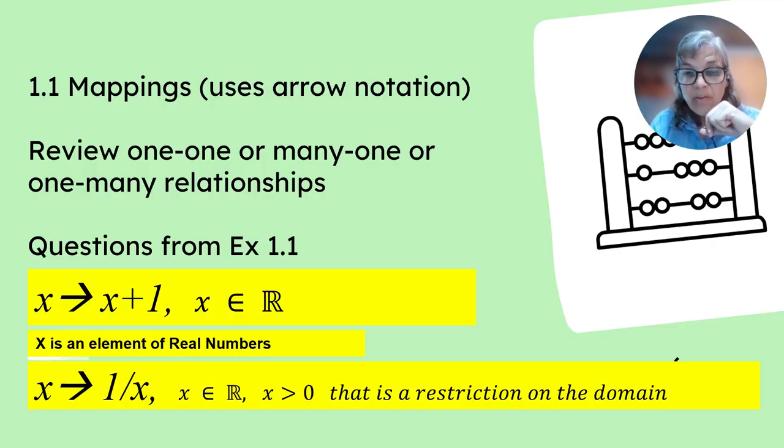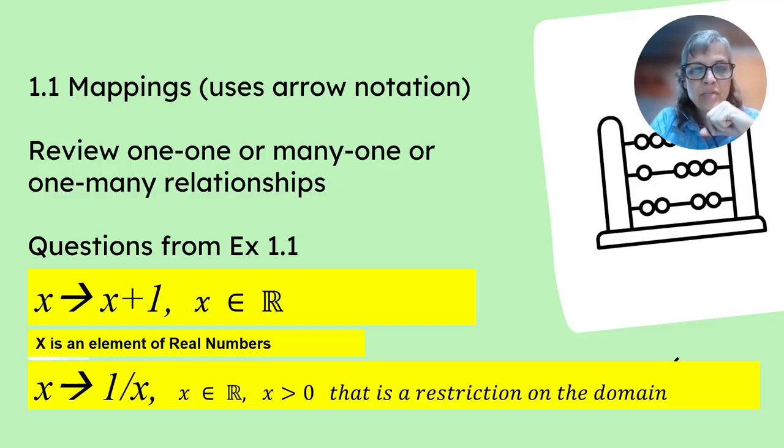Before you carry on with composite functions, your teacher may also have you do some work from 1.1 in your textbook, which talks about mappings. And just to note, it uses the arrow notation. It has a good review there of what is one-to-one, many-to-one, or one-to-many relationships, and which ones are functions comes up.